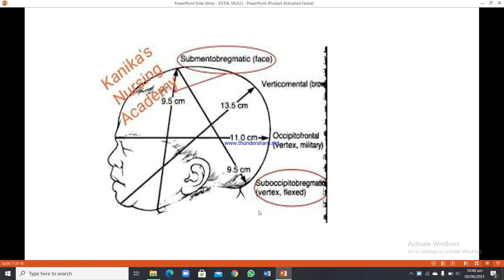Actually, if we see the passage of the birth canal, the dilatation diameter is 10 centimeter. So 9.5 centimeter can easily pass through it.